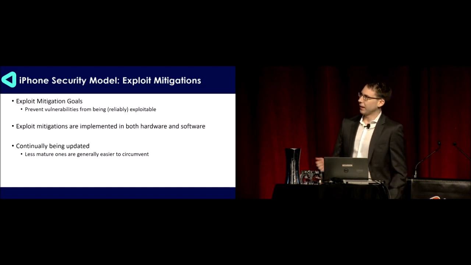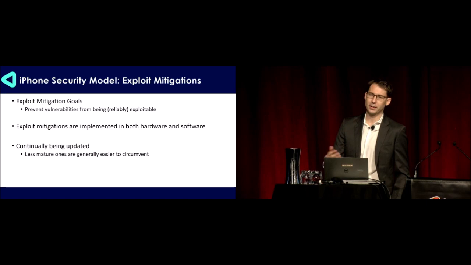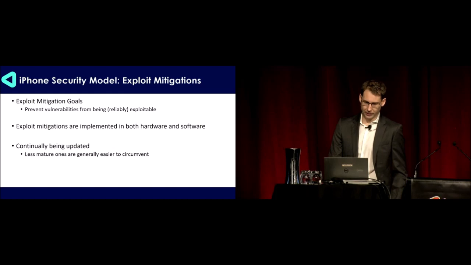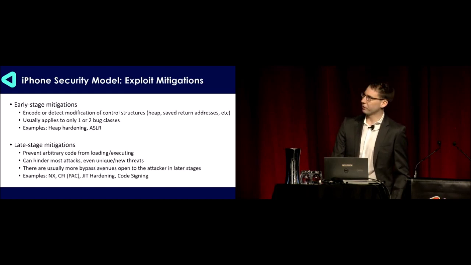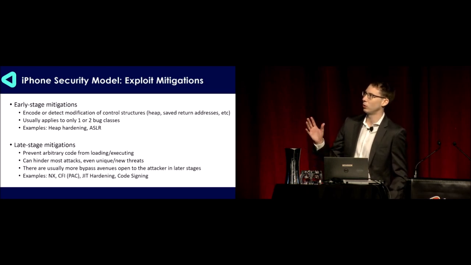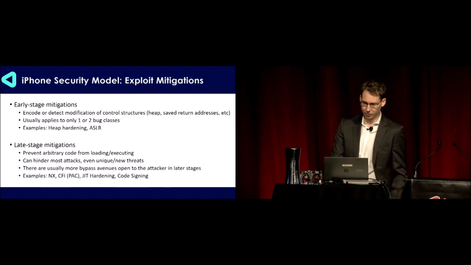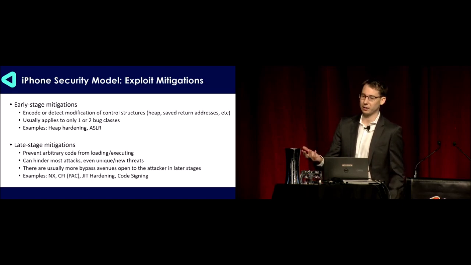Obviously, like any contemporary operating system, iPhone has a gamut of exploit mitigations that have become increasingly complicated over the last few years, and the idea is to prevent vulnerabilities from being reliably exploitable. I've talked before about early stage mitigations, which attempt to detect or obscure critical data structures, such as the heap or saved return address, and prevent you from getting code execution.